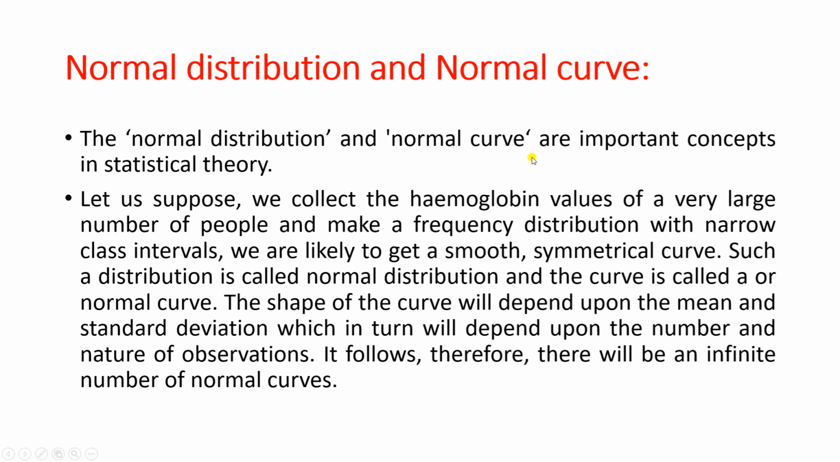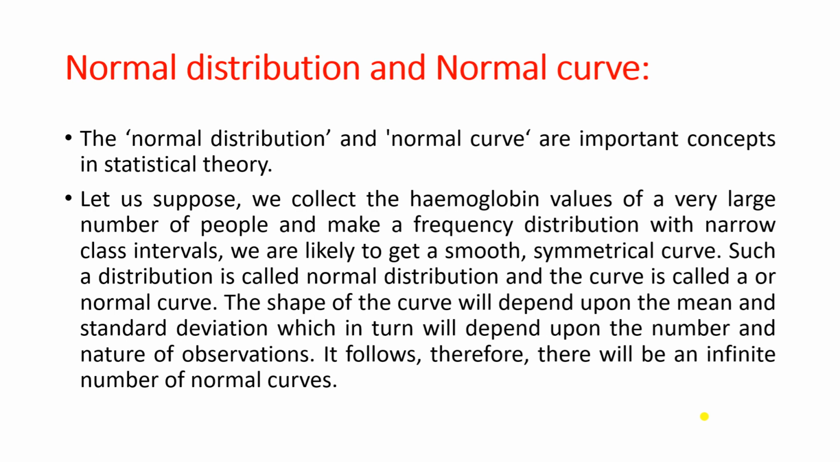Normal distribution and normal curve are important concepts in statistical theory, of course. So let us suppose we collect the hemoglobin values of a very large number of people and make a frequency distribution with narrow class intervals. We are likely to get a smooth symmetrical curve.